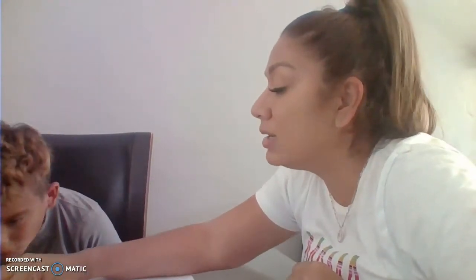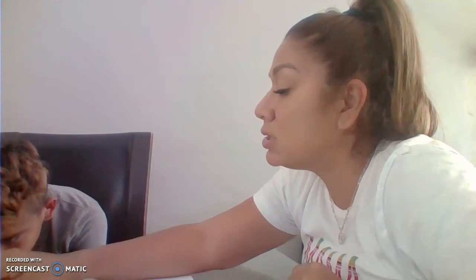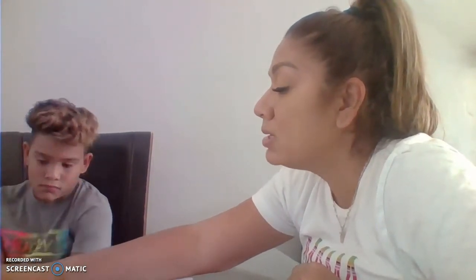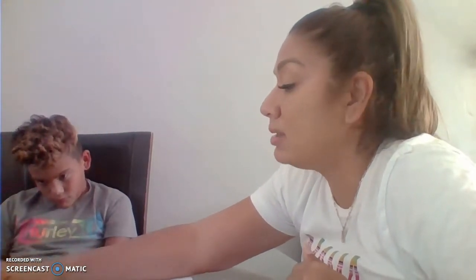Okay, so let's see. 16 and 14. So on these ones, we need to look at our tens place and our ones place. So our tens both have a 1, so they're very similar, right? They both have a 1 there. Let's look at our ones place. This one has a 4 and this one has a 6.